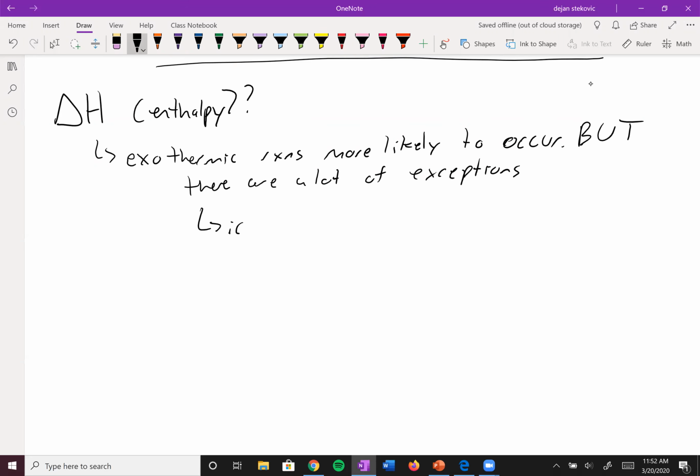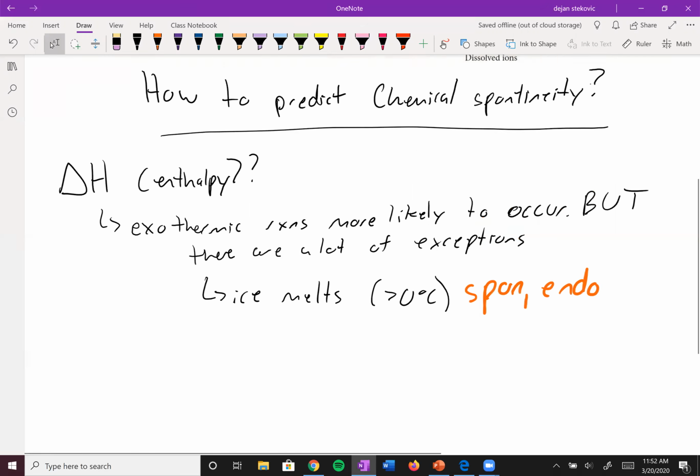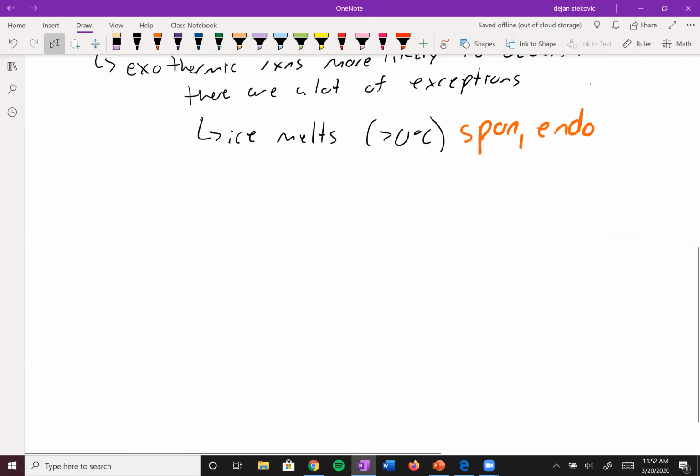So for example, ice melts as long as you're above 0 degrees Celsius spontaneously, right? So this is a spontaneous process and it's endothermic. So delta H is not enough. Enthalpy is not enough to predict spontaneity. It's not enough to meet our demands for this chemical potential value.